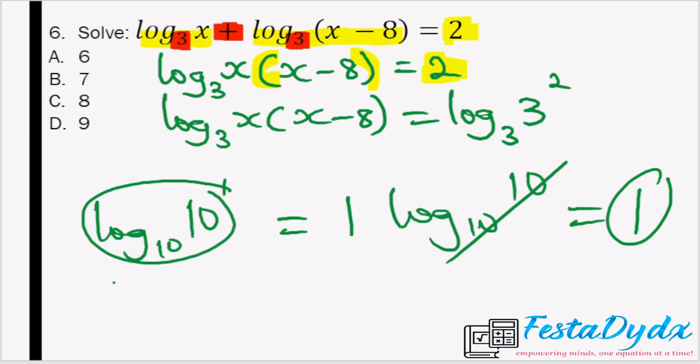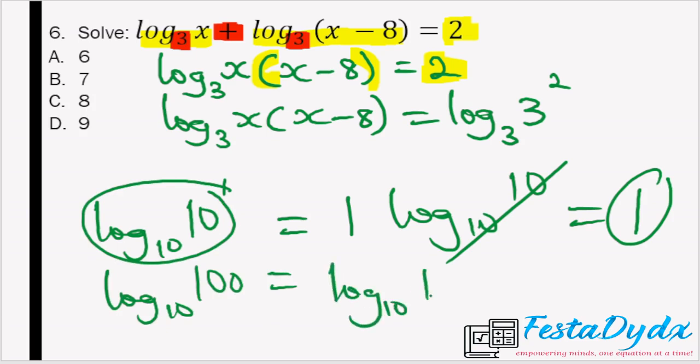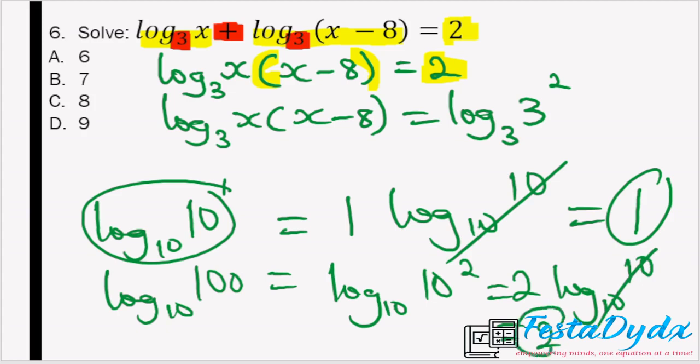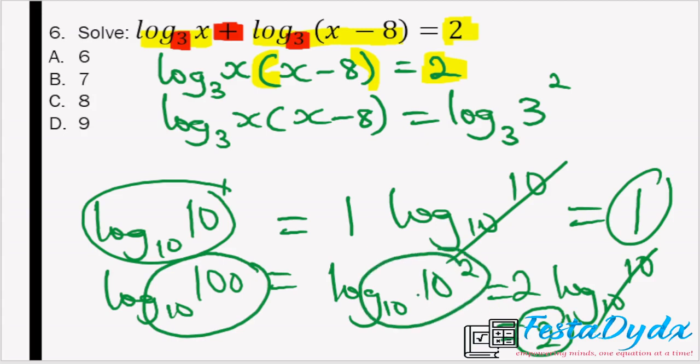Let's use another example. We'll have log 10 100, and 100 can be represented as 10 raised to the power 2, which is log 10 of 10 squared. When this 2 goes to the back, we'll have 2 log 10 10. When I cancel 10, 10 cancels base 10, we're left with 2. So instead of writing 2, we can as well write log 10 100 or log 10 of 10 squared, that means 10 squared in base 10.